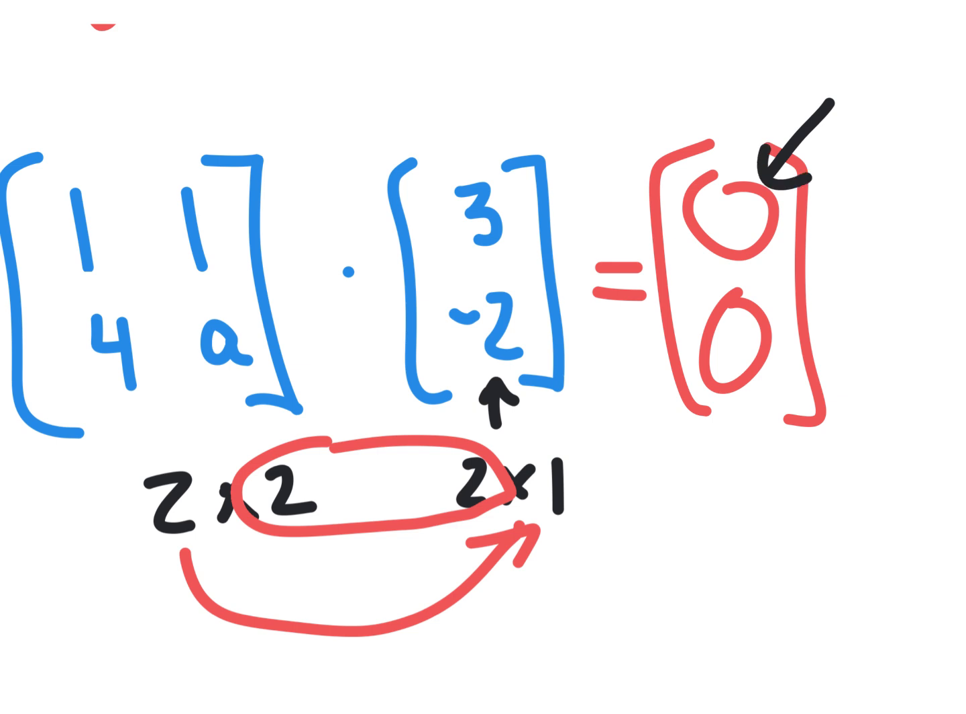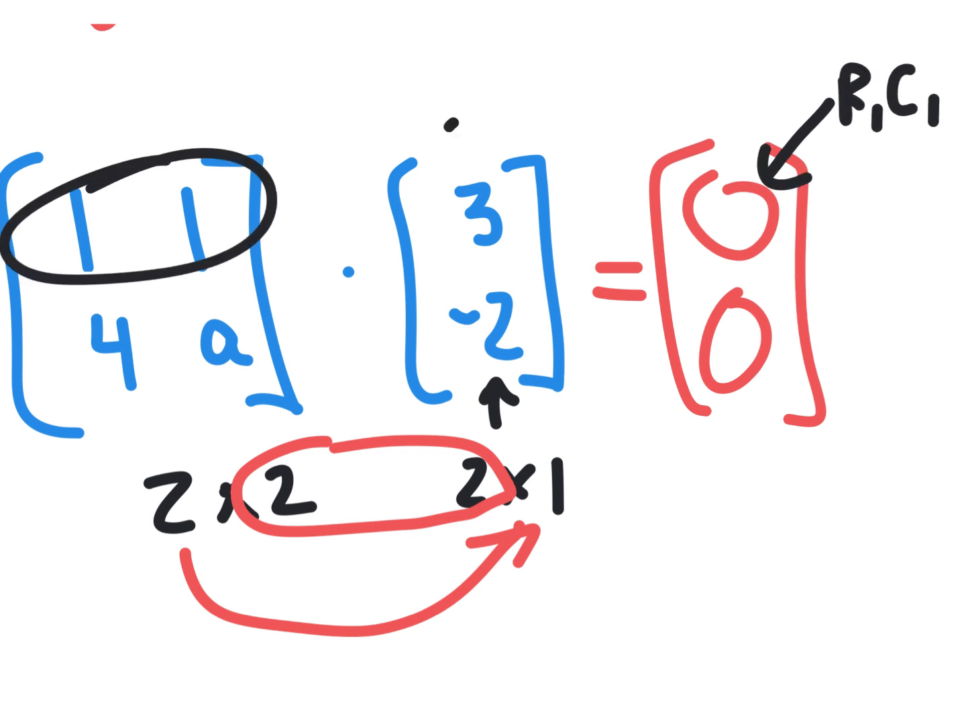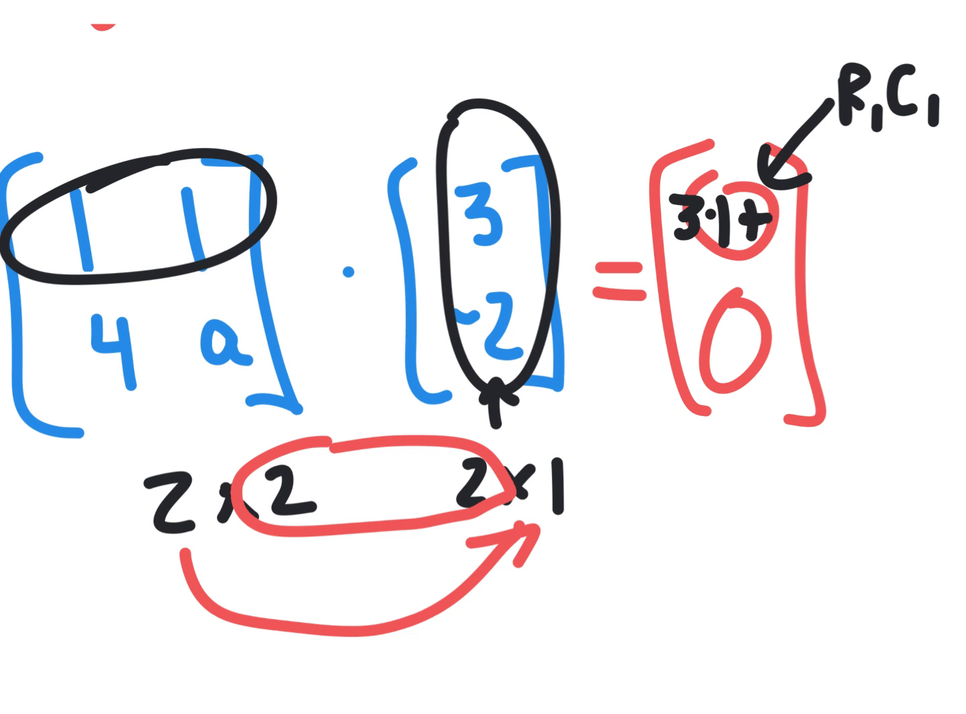The spot here is row 1, column 1. So I use row 1 and column 1. I multiply 3 times 1, and plus the other one, which is 1 times negative 2. I think it comes out to 1. Raise your hand if you had a 1 there.